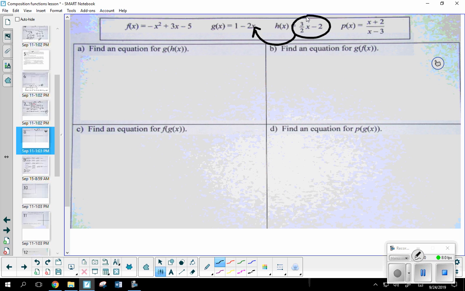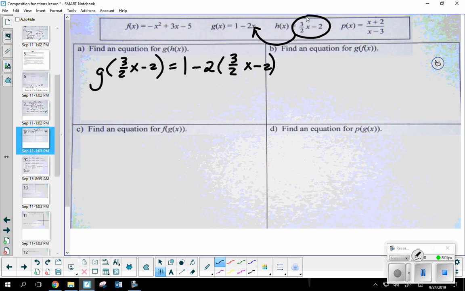All right, so g of h of x, this is actually g of 3/2 x minus 2. That's my input this time, the actual equation. All right. So g of x is 1 minus 2x, so this is 1 minus 2 times that equation, 3/2 x minus 2. So this one's going to be a lot easier to simplify than the previous one because we don't have to expand the square and all that.